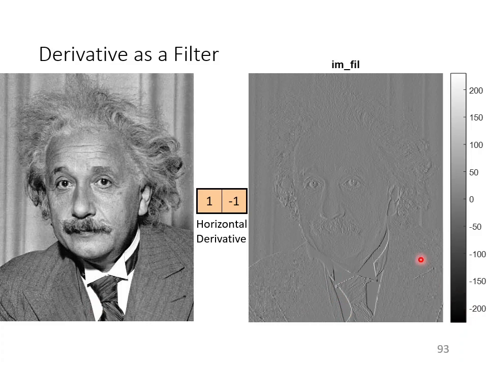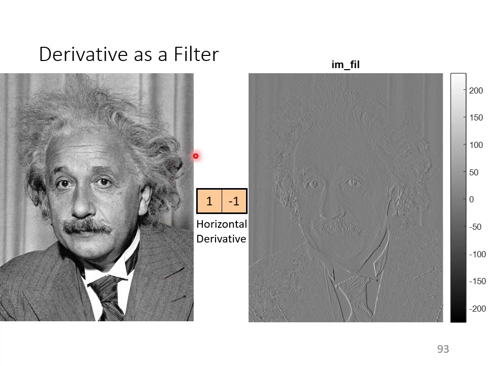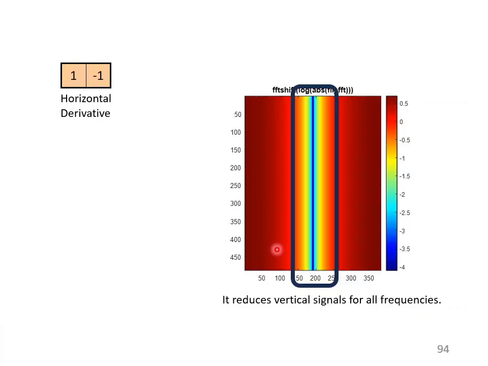When we use fast Fourier transform to convert this filter to its frequency domain, this is the result. You can see there are very small values along the vertical line. The meaning is it will reduce the vertical signals no matter what the frequency is. So let's go back here. When we apply this derivative filter, what do we still have in our result? We only have some vertical signals here. And the horizontal signal, for example along the shoulder, we cannot find in our result because it has been removed through this region.